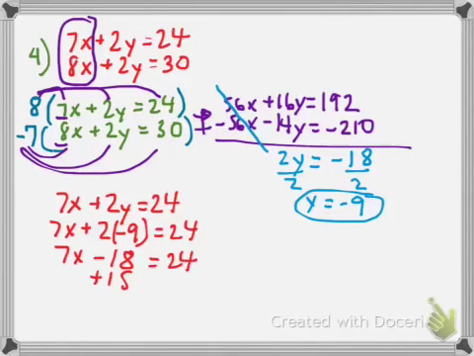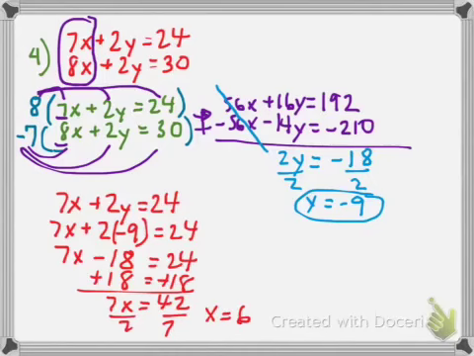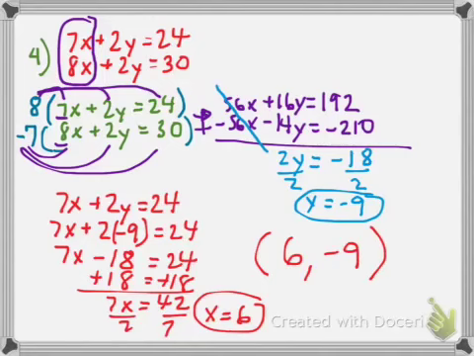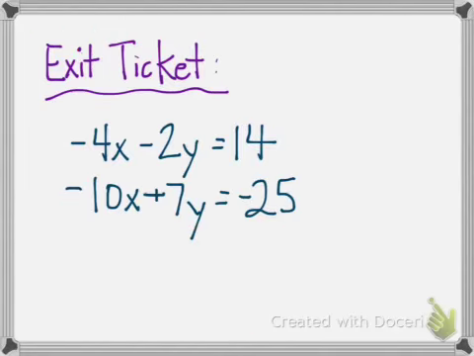And then I'll add 18 to both sides. I get 7x equals 42. Divide both sides by 7. And then I'm running out of space here, so x equals 6. So my solution is 6, negative 9.